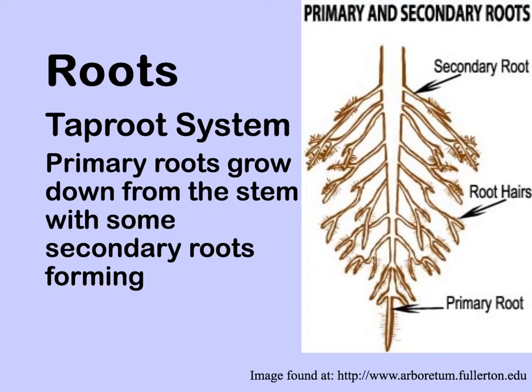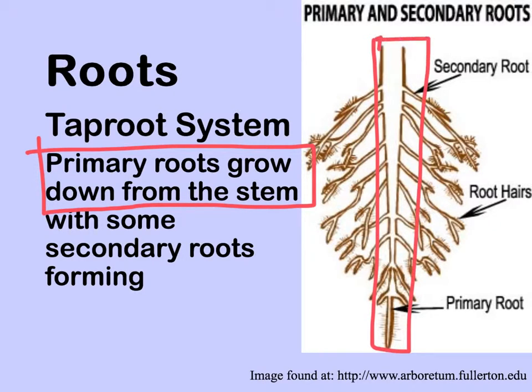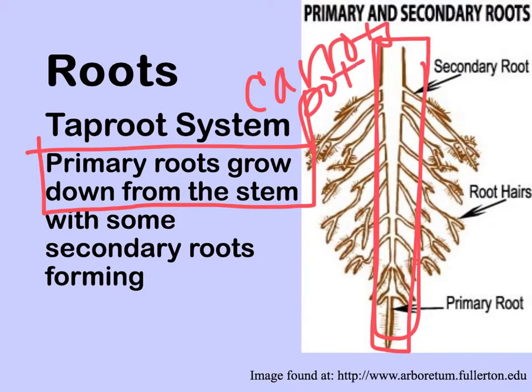So a taproot is where the primary root grows straight down from the stem. So on your review, you are going to want to write taproot. It has the primary root that grows straight down from the stem. So it actually looks like that. It grows straight down. And some examples are carrots, potatoes, radishes, anything with a really thick root that grows straight down and doesn't branch out into these really fibrous, hairy looking roots.